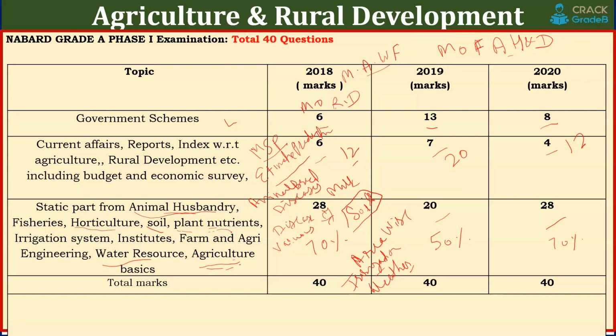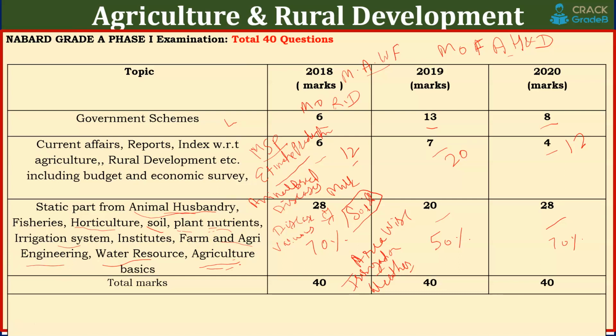Next, plant nutrients you have to cover, specifically related to horticulture. If there is deficiency of some nutrient, then what are the characteristics of that plant, and what will happen to that plant. Such type of things they have asked in the previous exams. And cropping pattern is one of the most important topics they have repeatedly asked. Irrigation system, we have already told that under water resources you have to cover. Sometimes farm and agri engineering related simple, concept based questions they have asked.